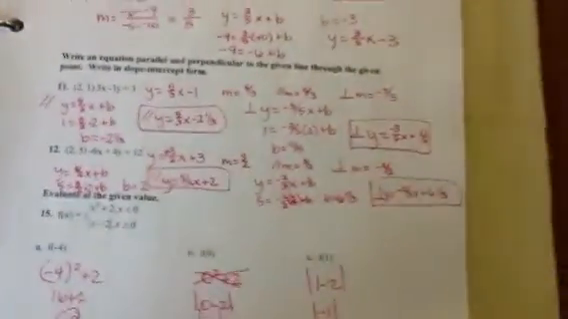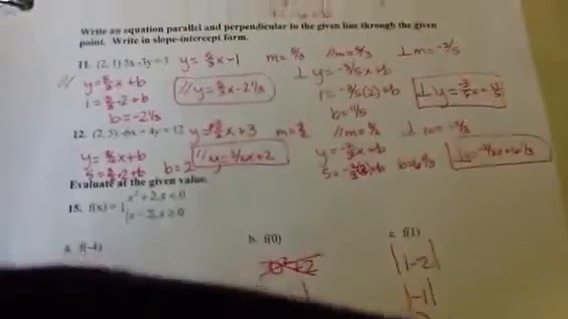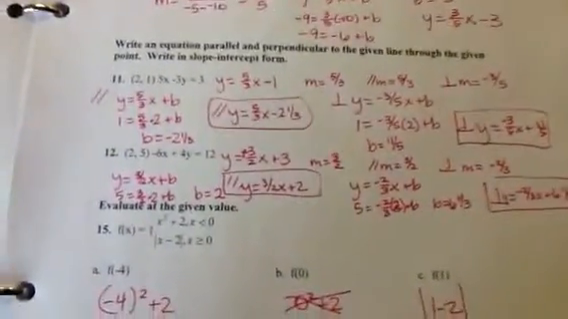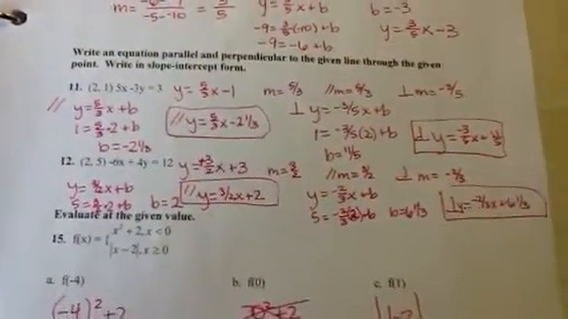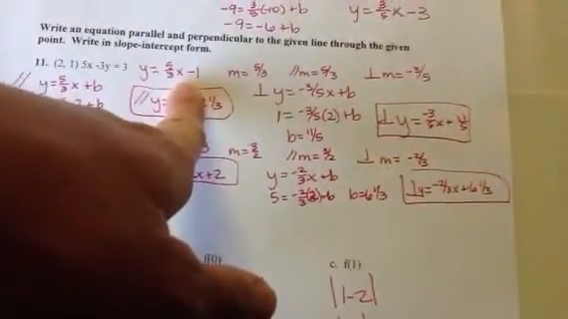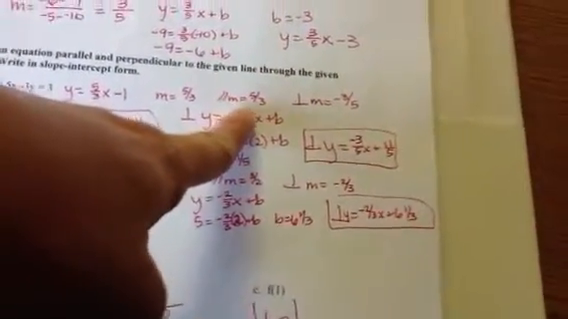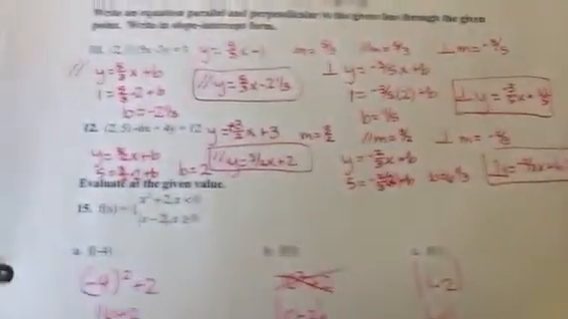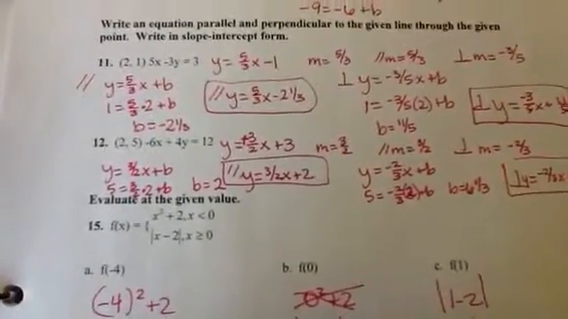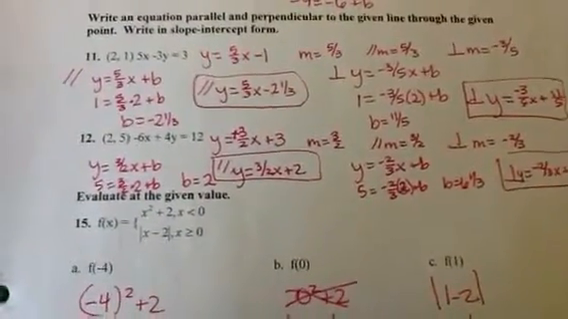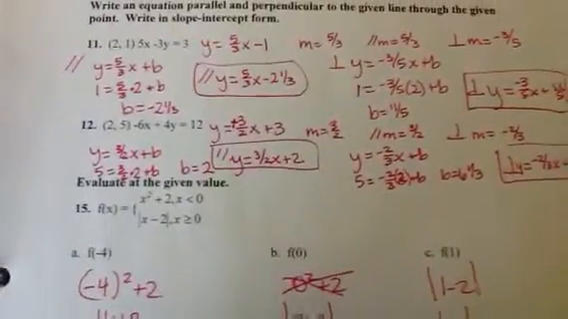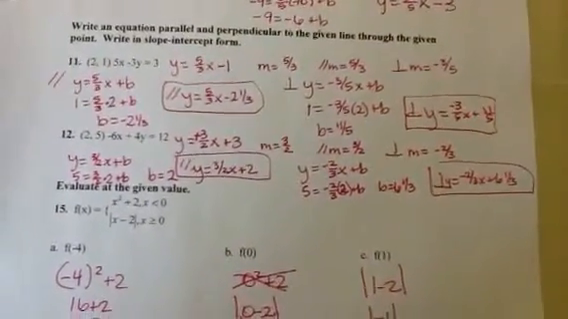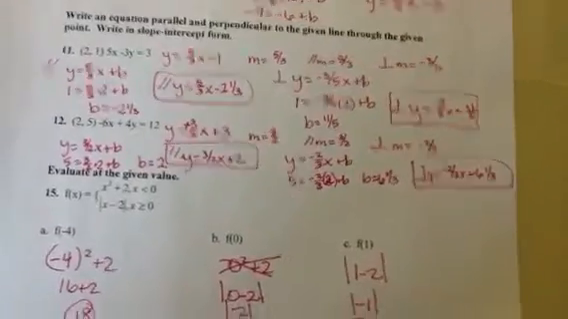For 11, you have to find what the slope of the original line is. So that's why I put it into y equals form there. Since this slope is 5/3, my parallel slope is 5/3, and my perpendicular is negative 3/5. So to find your b value, you put in the 5/3 for the slope for the parallel line, and you put in your ordered pair for x and y, and solve for b. For perpendicular, you do negative 3/5, put in your x and y, and solve for b.